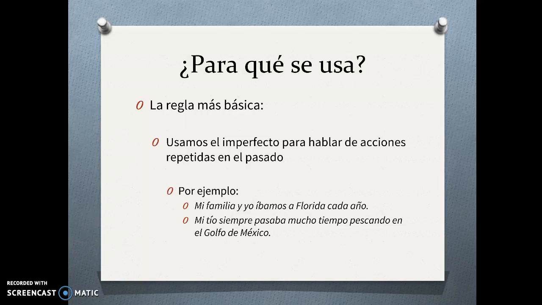Mi tío siempre pasaba mucho tiempo pescando en el Golfo de México. My uncle always spent, or always used to spend, a lot of time fishing in the Gulf of Mexico.